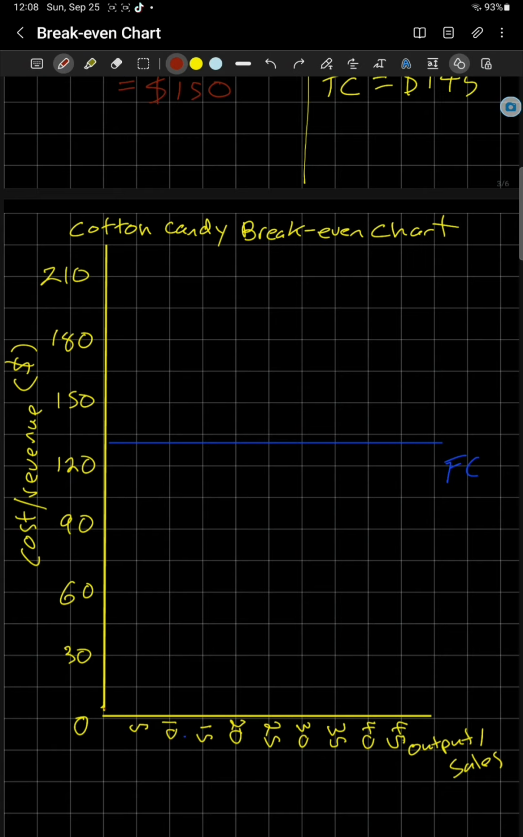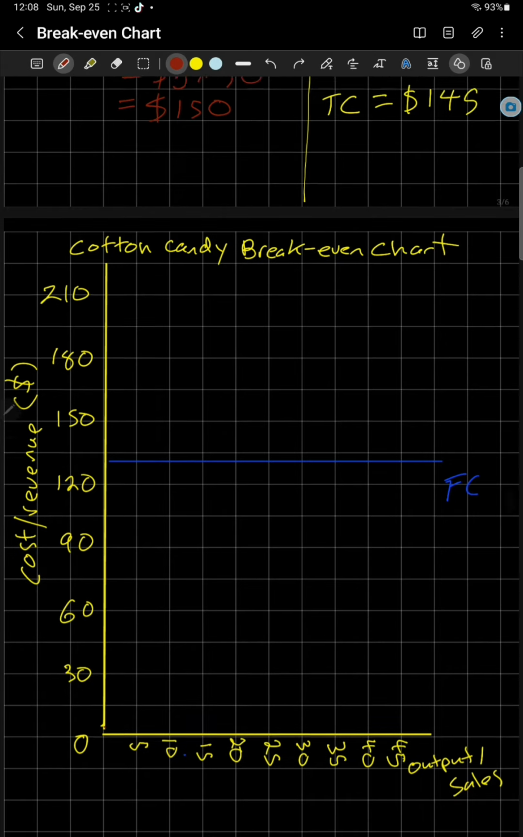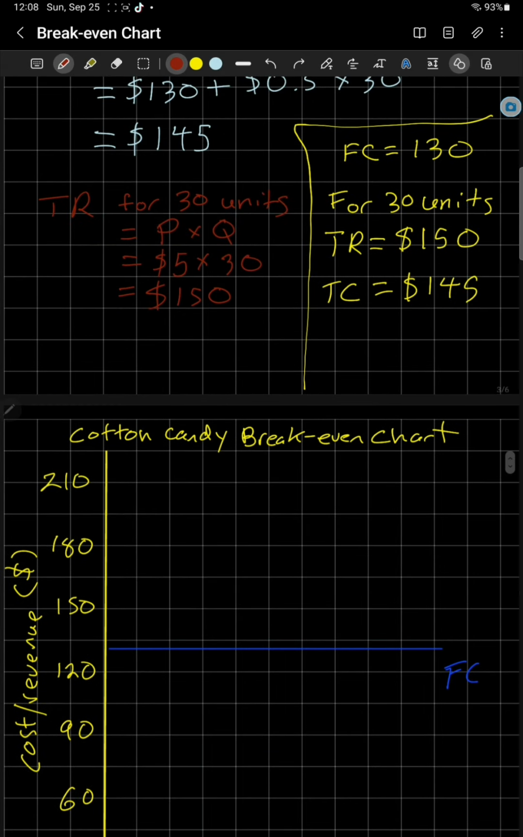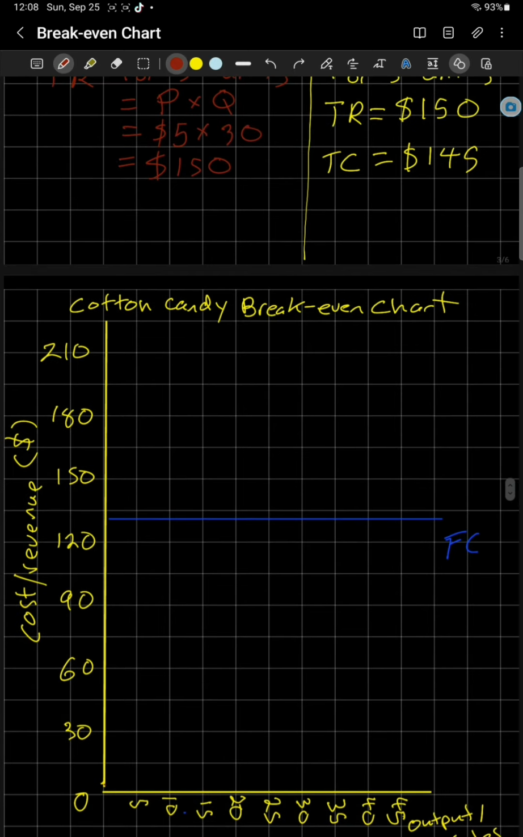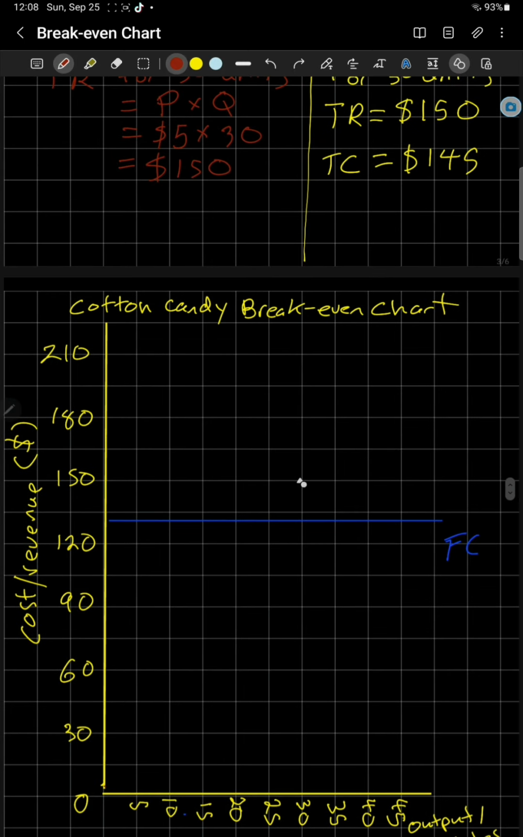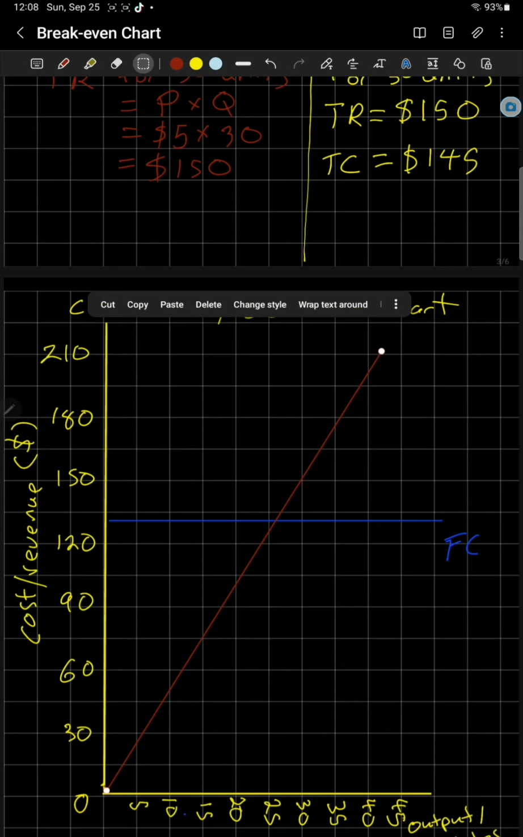The next line we want to put on here is the total revenue line. Now we know that if we sell 0 cotton candies, the revenue is 0. So that's pretty easy. That's here. And we also calculated revenue for 30 units, it's $150. So all we have to do is connect 150 to 0, like that. And it's straight, but I want to extend that line just a little bit more. There we go. And now we label this as total revenue.